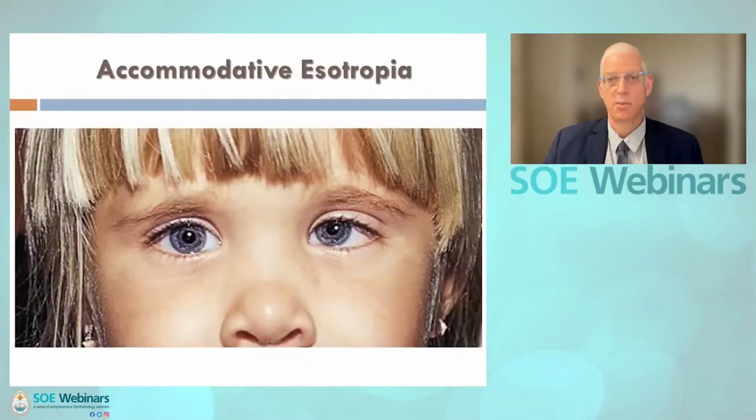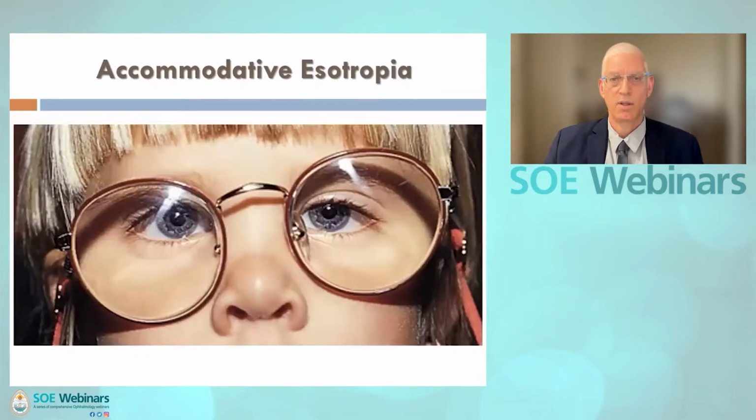Some children have accommodative esotropia and may seem to have an intermittent esotropia when they do not put on their glasses. Notice the left esotropia in this child. Cycloplegic refraction reveals a high hypermetropic refractive error, +7 diopters in the right eye and +8 in the left eye. When the child wears a full hypermetropic correction, the need to accommodate disappears and the eyes become straight.